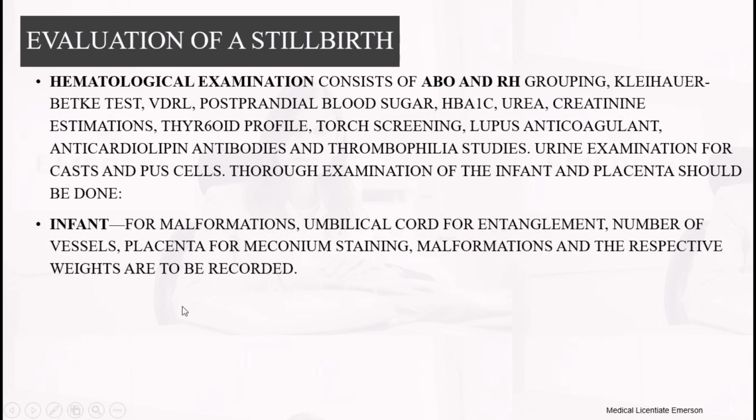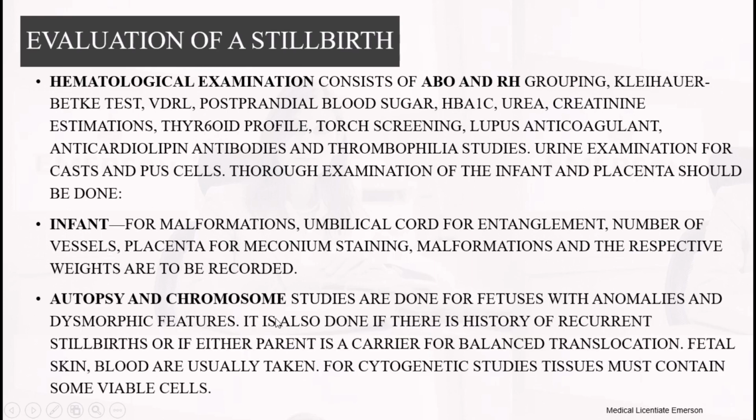Okay, then we have to evaluate the infant for malformations, the umbilical cord for entanglements and number of vessels, and the placenta for meconium staining. Then malformations and the respective weights should be recorded as well.